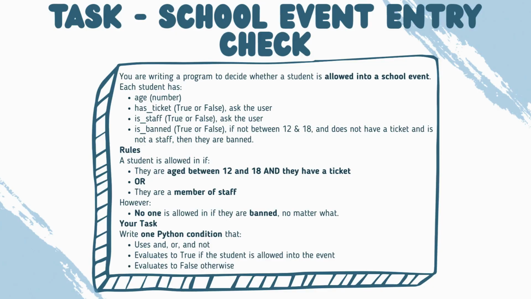You are writing a program to decide whether a student is allowed into a school event. Each student has an age, so note that these are variables, just a little hint there. Age, we want it as a number. Each student also has a variable called has ticket, which asks the user if they have a ticket or not. If they enter yes or no, that'll determine true or false. Is staff works the exact same way as has ticket. And is banned is either true or false.